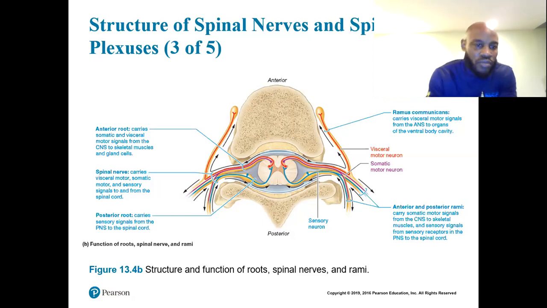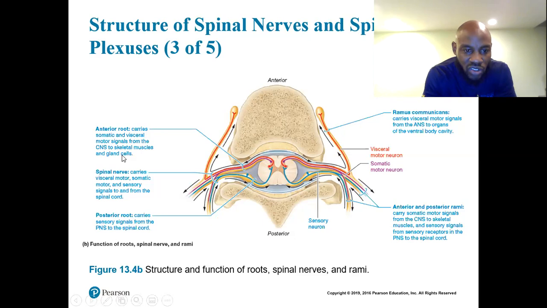Look at this picture. Here it says the anterior root carries somatic and visceral motor signals from the CNS to skeletal muscles and gland cells, right? This is your anterior root, coming off the anterior gray matter of the spinal cord. The actual spinal nerve is when it all combines, your anterior and posterior combine. The posterior root carries sensory signals, right? Sensory neuron.